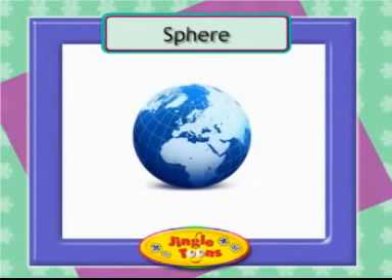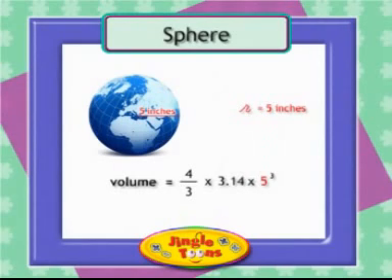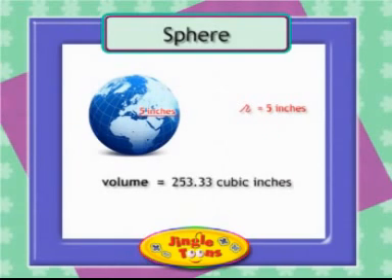Example. What will be the volume of a globe with radius 5 inches? r is equal to 5 inches. The formula is volume is equal to 4 upon 3 multiplied by pi multiplied by r cubed. So, volume is equal to 4 upon 3 multiplied by 3.14 multiplied by 5 cubed. Thus, volume is equal to 4 upon 3 multiplied by 3.14 multiplied by 125. Which means volume is equal to 253.33 cubic inches.